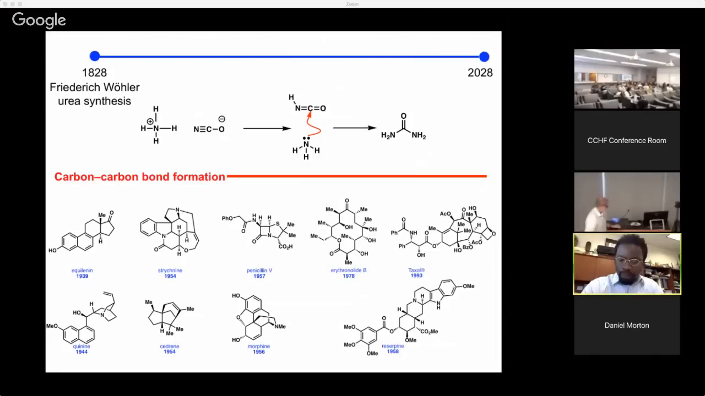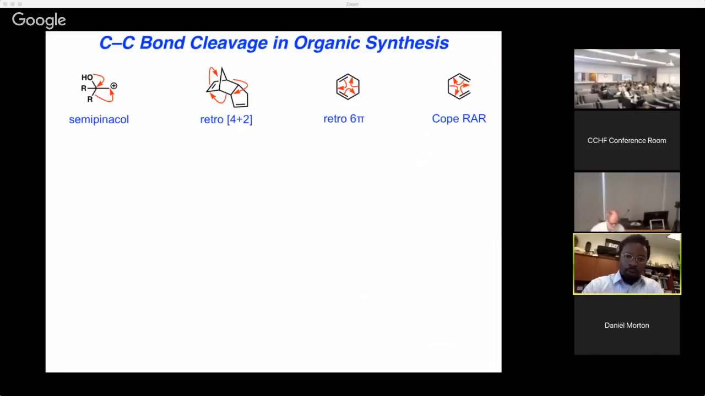But of course, carbon-carbon bond cleavage is also an important aspect of synthetic organic chemistry. And so here I show a few examples of the types of carbon-carbon bond breaking reactions that have been part and parcel of synthetic organic chemistry. And most of these are attended by a bond-forming process as well. And by far, the most historically relevant carbon-carbon bond cleavage reactions in organic chemistry have to do with cases where you have either a functional group that's proximal to the bond that's being cleaved, or a latent functional group, for example, a double bond being proximal to the bond that is being cleaved.